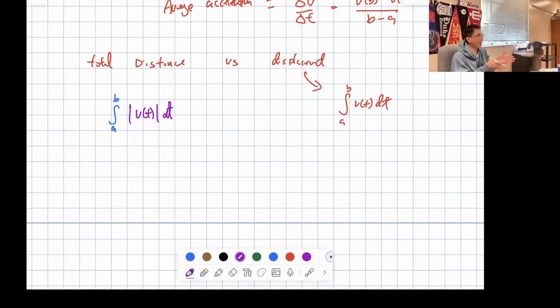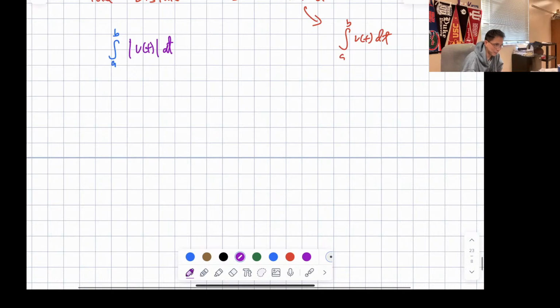Now the absolute value is inside, not outside. There's a difference between inside and outside. If it's outside, it's going to make the displacement positive. If it's inside, it's going to make something happen. For example, let Eli decide to run.